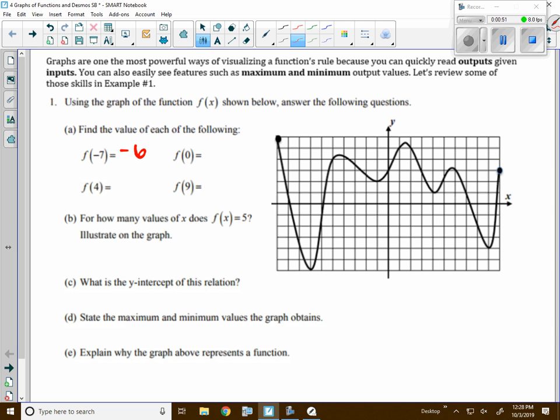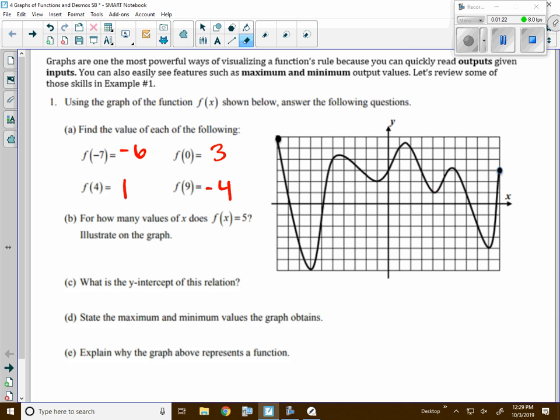It's negative 6. What's the issue? Are we good? Did I count wrong? No. Oh. Okay. All right. What about when x is 0? What's y? 3. What about when x is 4? Y is 1. What about when x is 9? Yep, negative 4.